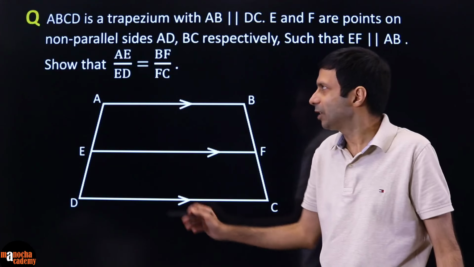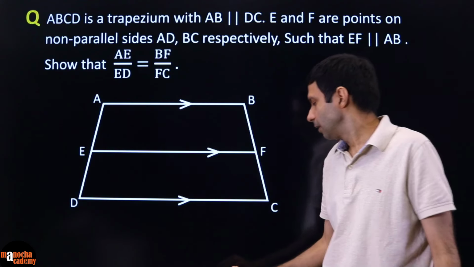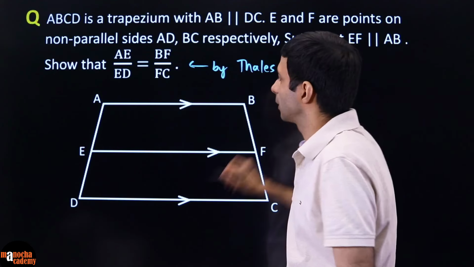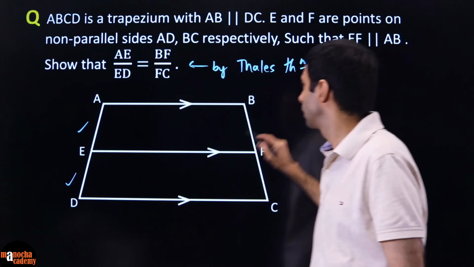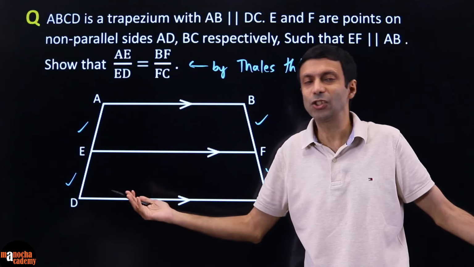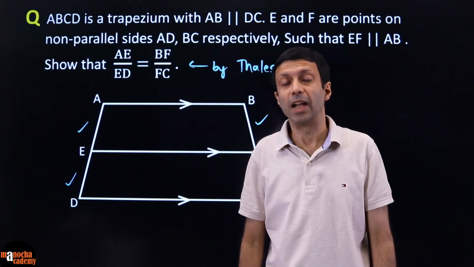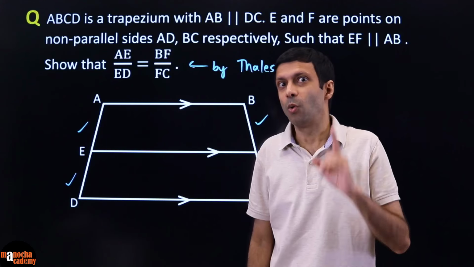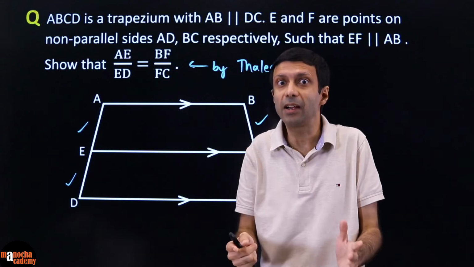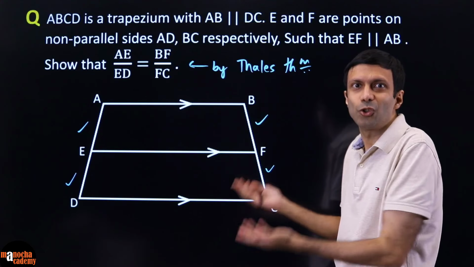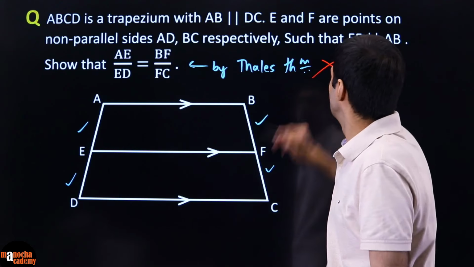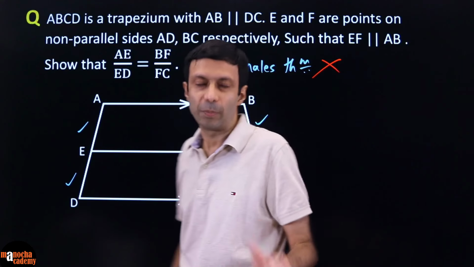So since you have all these guys parallel, can we simply say that this is true by Thales theorem? Is this going to be correct? Because can I simply say that the ratio of these parts are going to be equal to the ratio of these two parts? By Thales theorem, am I done? Yes or no? The answer is this is wrong. Why? Because reminding you that Thales theorem is for triangles. There is no triangle here. You are looking at a trapezium. So this is not correct. Thales theorem cannot be applied to trapeziums.